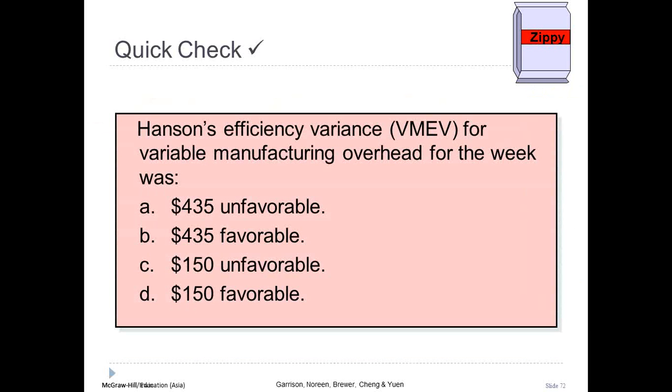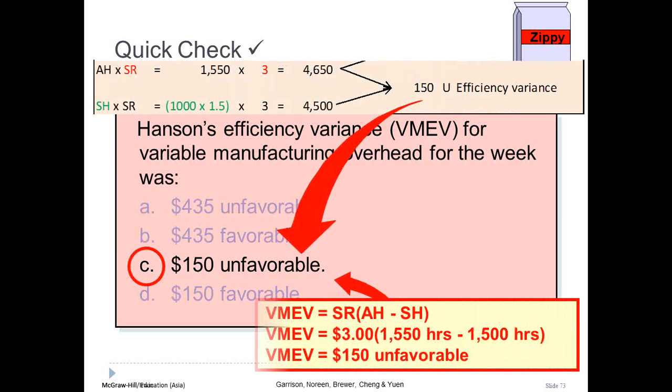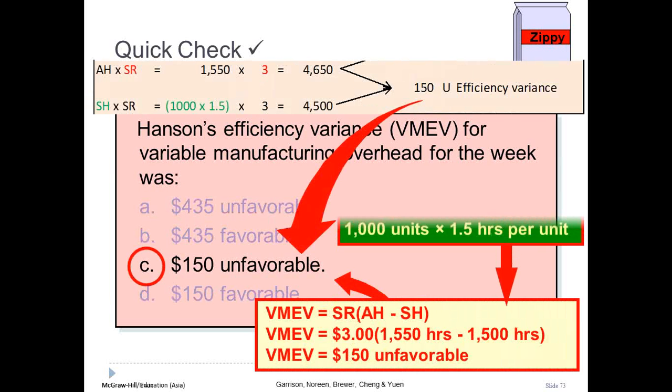So what is Hansen's efficiency variance for variable manufacturing overhead for the week? The total standard hours is the same amount of time Hansen's employees should have worked to make 1,000 zippies. We find the total standard hours by multiplying the 1.5 standard hours for one zippy times the 1,000 zippies made. Now that we know the total standard hours, let's calculate the variable manufacturing overhead efficiency variance.